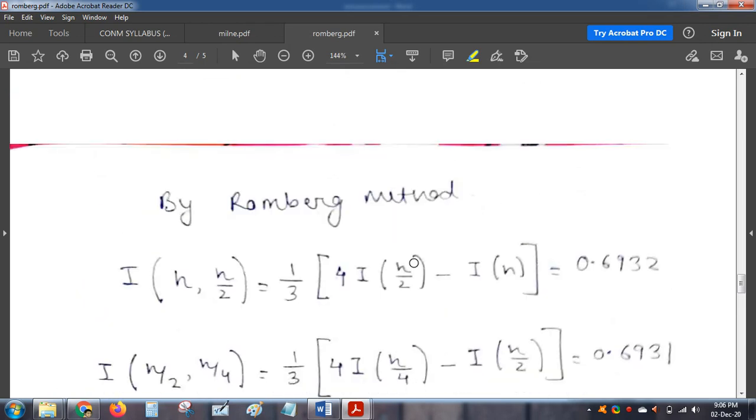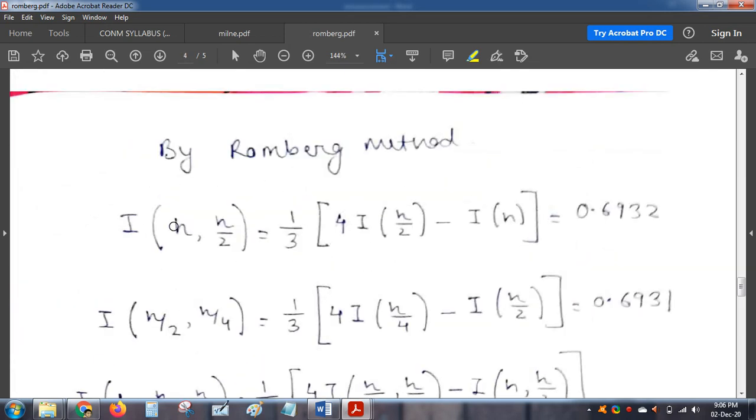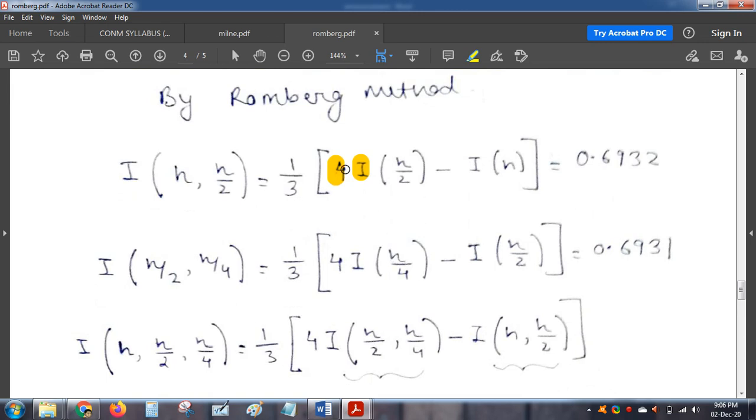Now this is the Romberg's formula. So I(h, h/2), this is the Romberg's formula. See, the pattern remains the same. As you can see over here, it's 1/3. 1/3 is common for all of them. 4 is common for all of them.